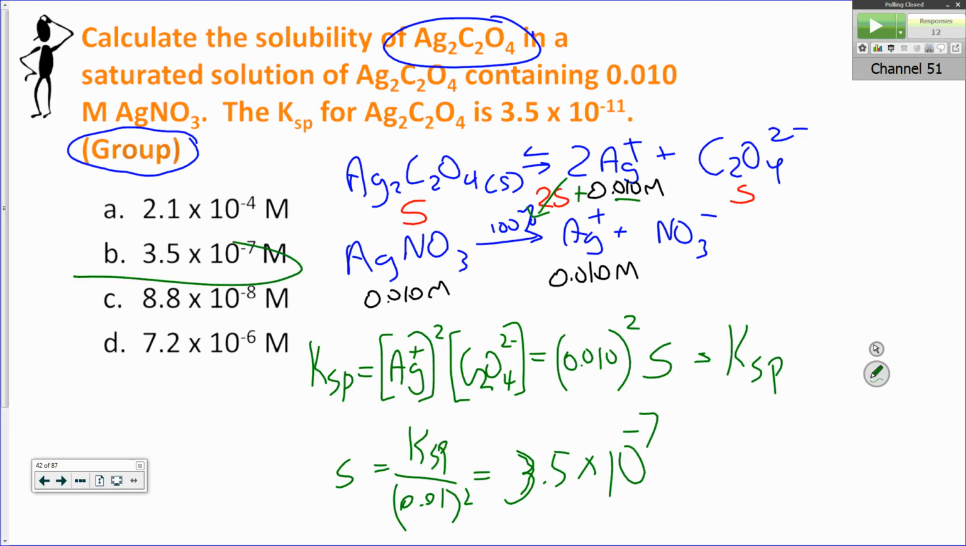Woohoo! I got there. I multiplied when I should have divided, so I went with the first number up there. A problem like this is highly probable on the exam. You've got to figure out how to set it up. What is the co-ion?